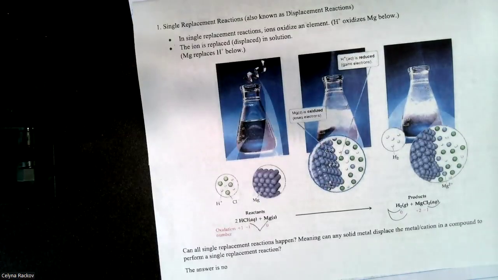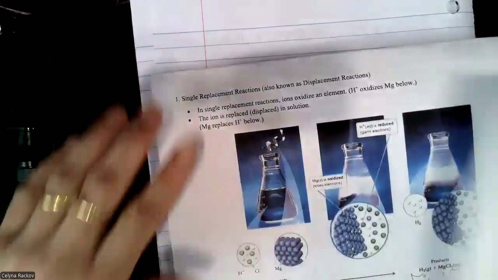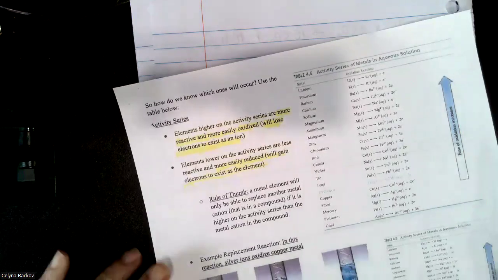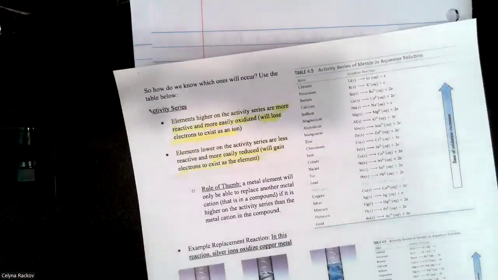So can all single replacement reactions happen? Meaning, can any solid metal displace the metal cation in a compound to perform a single replacement reaction? The answer is no. It depends. So how do we know which ones will occur? I have this table here.